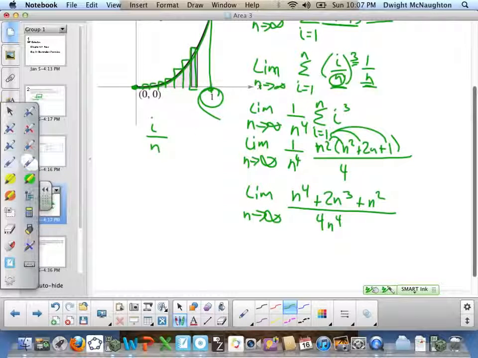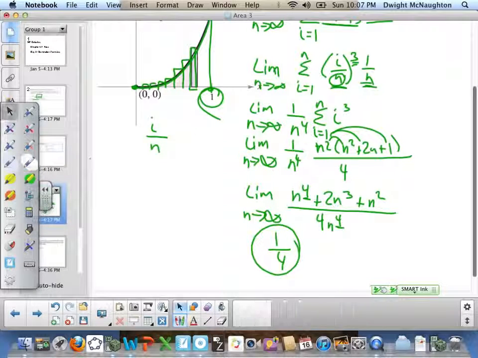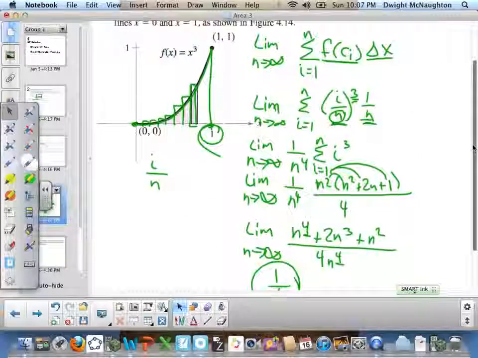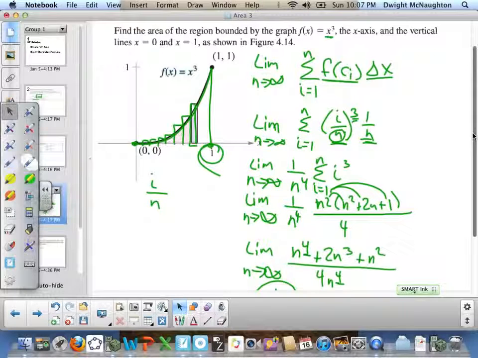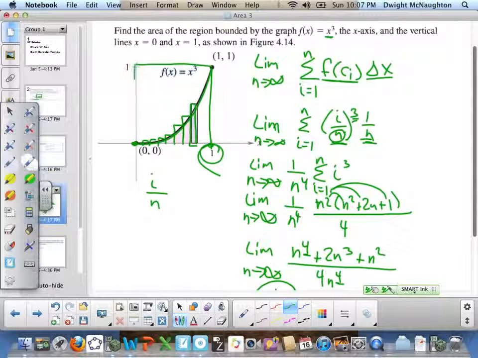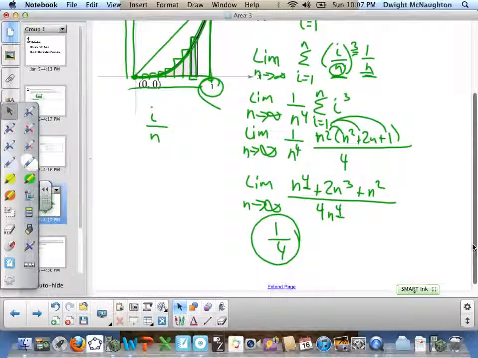Now, if you remember your rules for limits at infinity, when the degree of the top and the bottom are the same, you divide the coefficients. So the area under this curve is 1/4. And if you draw it out and think about it a little bit, 1 times 1 is 1. If you cut it in half, it would be half. And you can see it's roughly half of the half, which is 1/4. It's actually exactly half of the half.